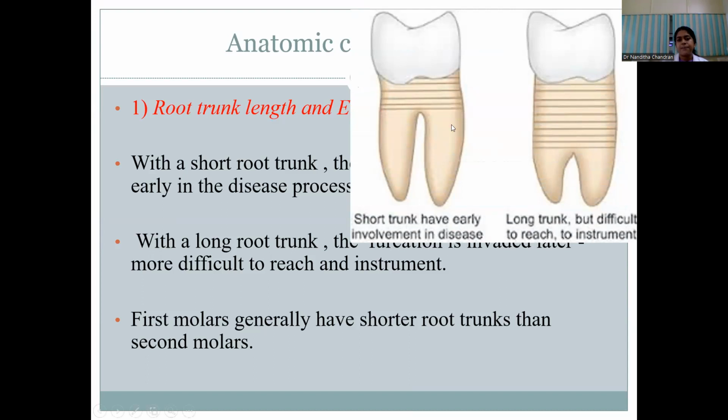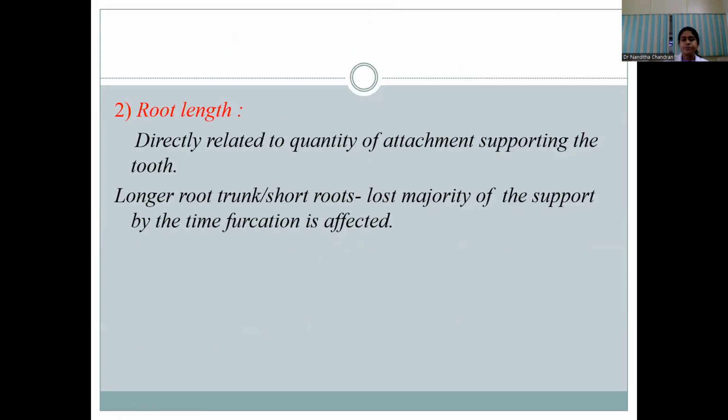Now, what is the difference? In this one, because the root trunk is too short, less attachment loss is required for furcation involvement, that is, early involvement of furcation will occur. But here, this much attachment loss is required for furcation involvement, so it takes more time. But once the furcation is involved, this tooth can be easily treated because accessibility is better. Here, instrumentation is difficult, so the prognosis after furcation involvement is always poorer for this tooth.